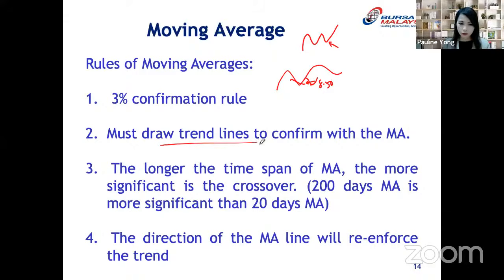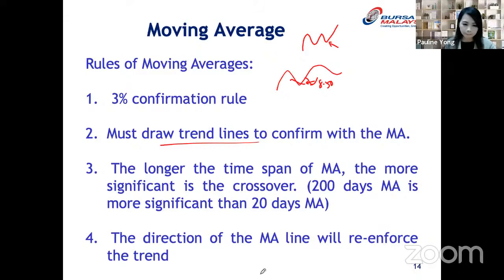And definitely you have to draw a trend line. And also, the longer the time span of the MA line... Somebody asked a question just now, right? So when you are looking at a longer time frame, like the 200-day compared to the 20-day, that 200-day moving average is more important, more significant.